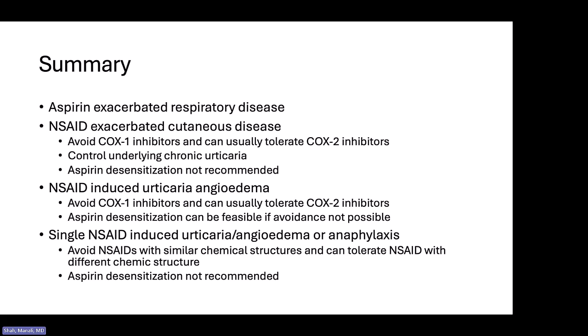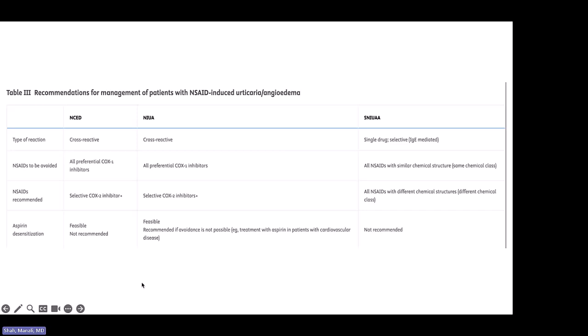And then the single NSAID-induced urticaria, angioedema, or anaphylaxis. That's the anaphylaxis symptoms from a single NSAID, and you want to avoid NSAIDs in that same chemical class, but the patients can typically tolerate NSAIDs in a different chemical class. Again, the table from that same Jackie article summarizes these 3 types: NSAID-exacerbated cutaneous disease, NSAID-induced urticaria angioedema, and single NSAID-induced urticaria angioedema anaphylaxis. It talks about cross-reactivity, which NSAIDs they should avoid, which ones they might be able to tolerate, and whether we do aspirin desensitization or not.